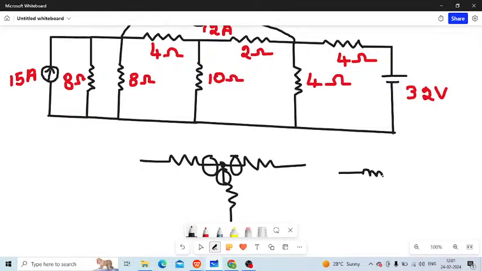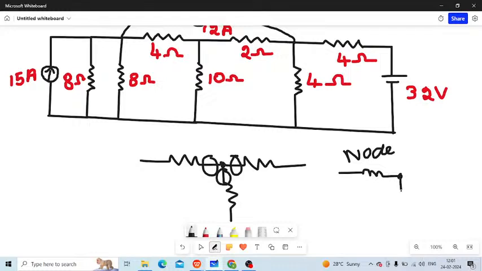Say you have an inductor like this and it is being connected to one point. You can't call this a node because only one element is connected to that particular point, which is my inductor. Is there any other element connected to that point? No. So that is not called a node.